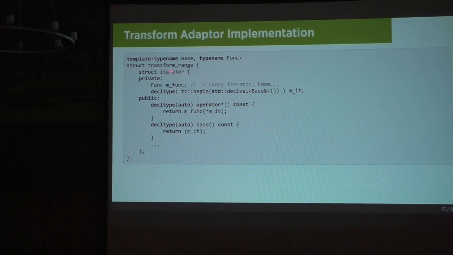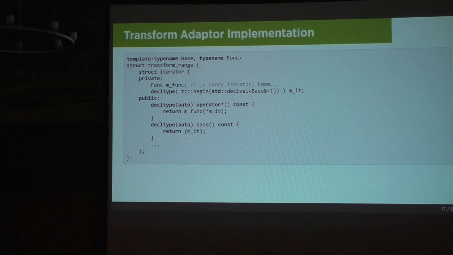Here's a possible implementation. Quite simple. You essentially have a special iterator, and the special iterator stores a function, and it stores the iterator to the underlying base range. And whenever you do the dereferencing, you just apply the function to the result of the iterator. And here's the base. It just gives you back the stored internal iterator.